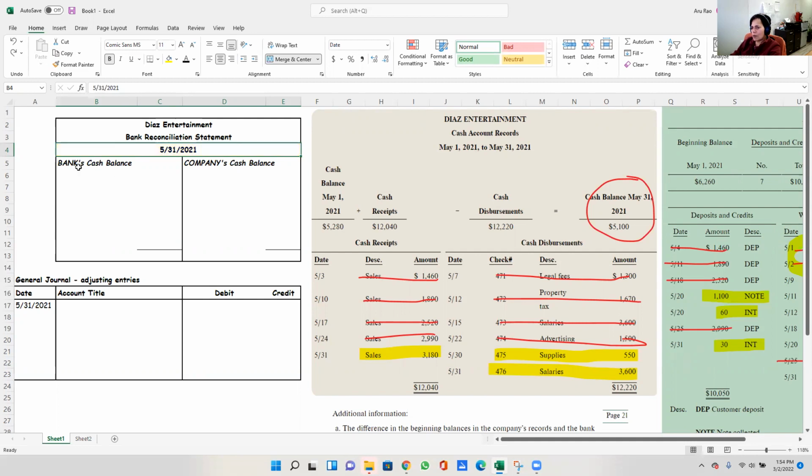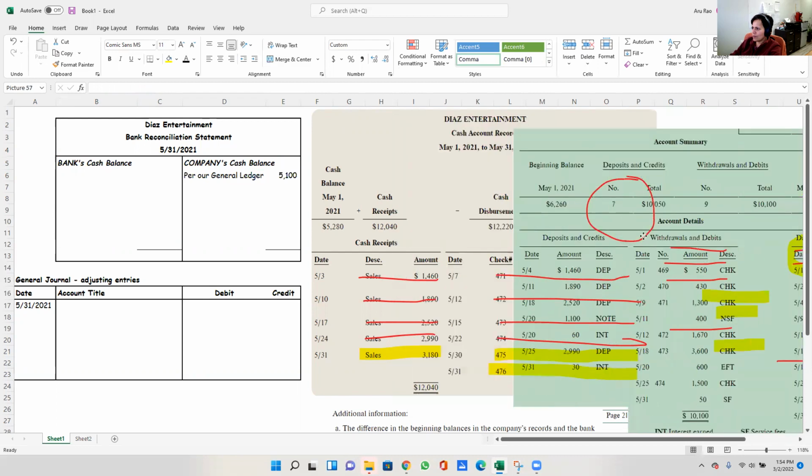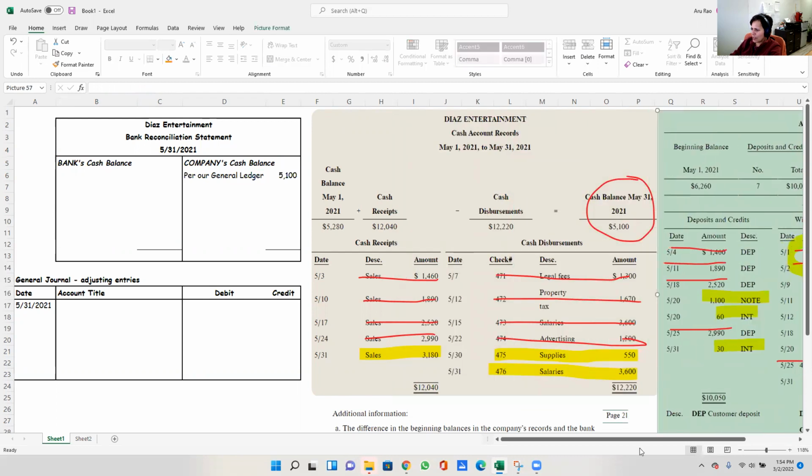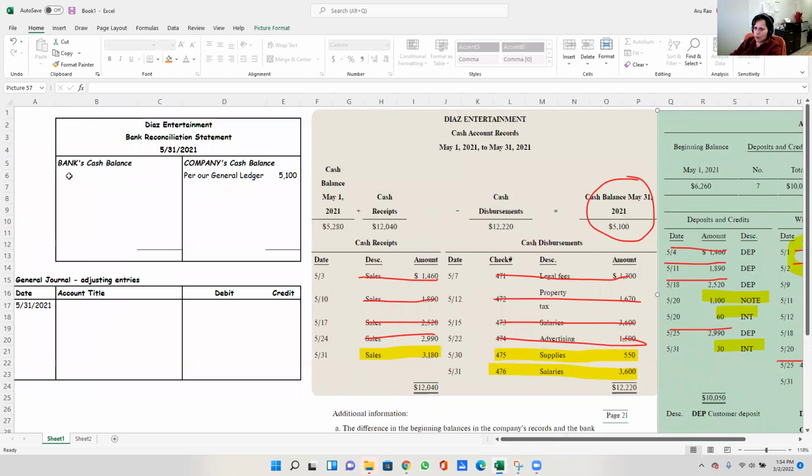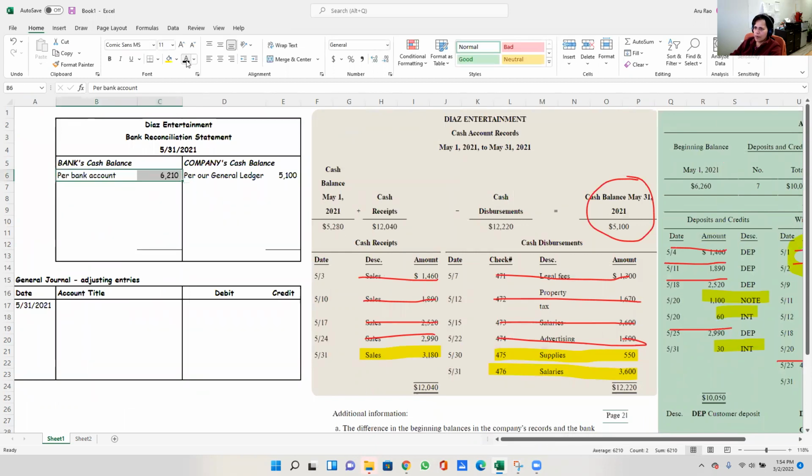Okay, so I have two sides. What the bank says I have and what I say I have. So let's start out with, for my general ledger, I have $5,100. So I bring that number in first. For the bank statement, I'll move this over here a little, or maybe I'm better off moving this. I have $6,210. So that's the number I need to bring here. So the bank says I have $6,210. Okay.